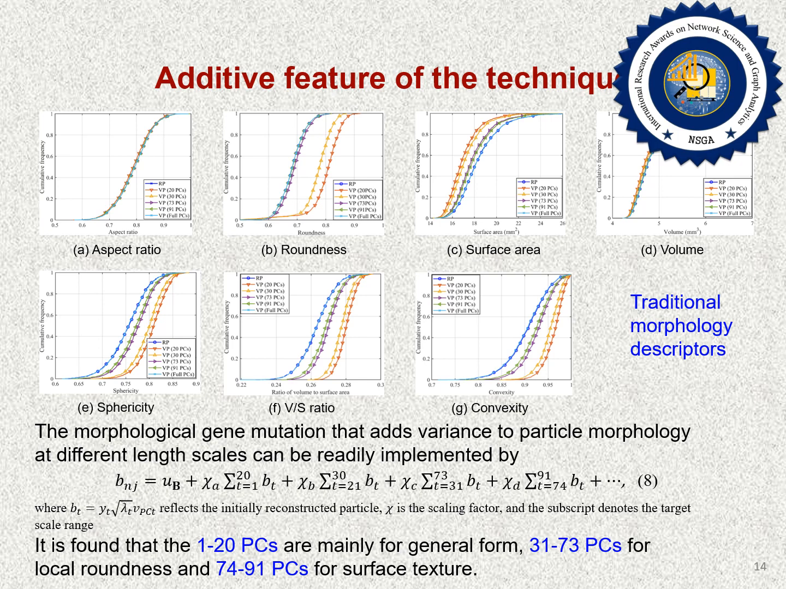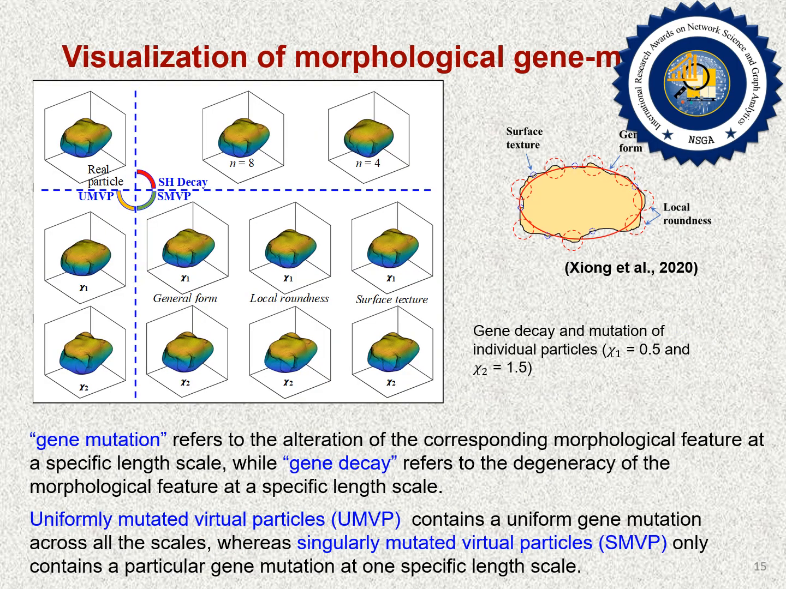The morphological gene mutation can be successfully implemented by varying particle morphology at specific length scales by the scaling factors. The following figures visualize the morphological gene mutation here. We can see we can successfully implement morphological gene mutation at the general form as well as the local roundness.